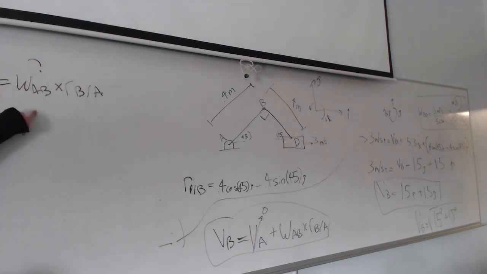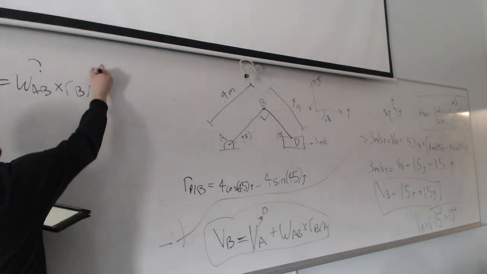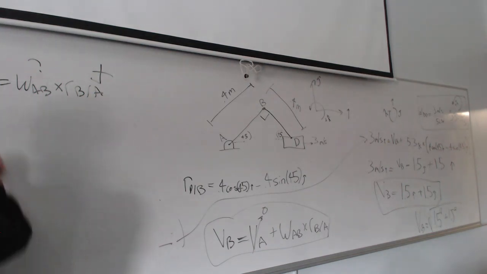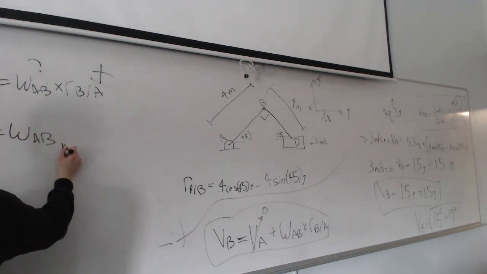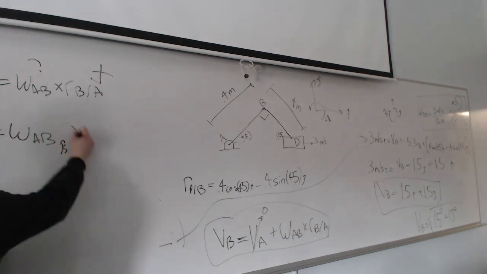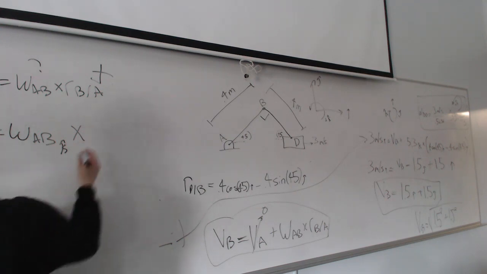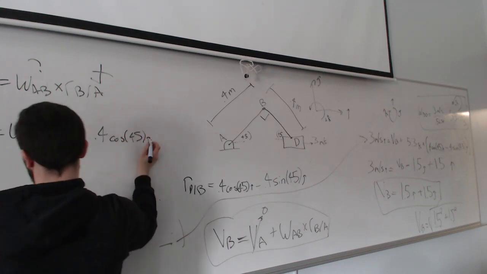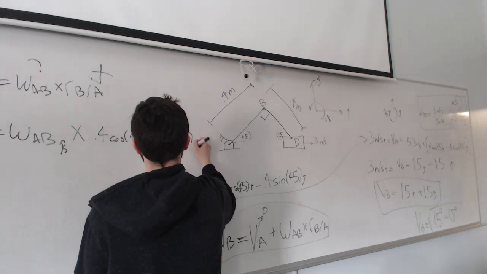Angular velocity of AB is the entire point of the problem. The position vector of B with respect to A, I don't have it yet, but it's super easy to get. I'm not going to derive it for a third time because there's literally only 3 minutes, so I'm just going to tell you what it is. This is the angular velocity of AB in the K direction crossed with 0.4 cosine 45 in the I direction plus 0.4 sine 45 in the J direction.